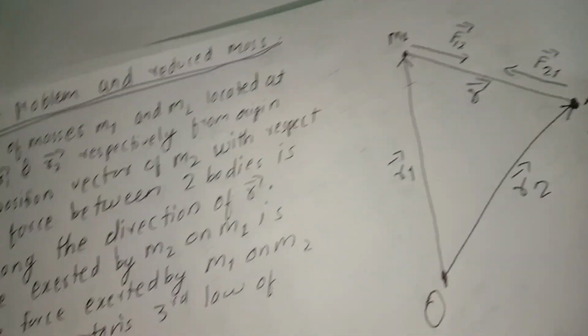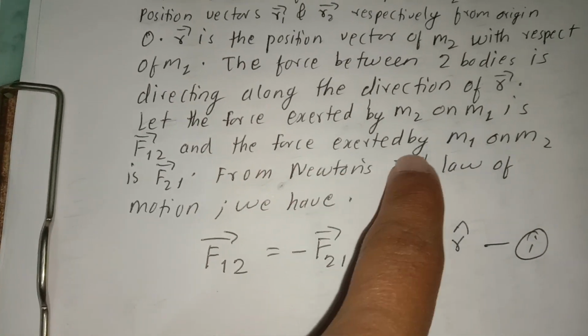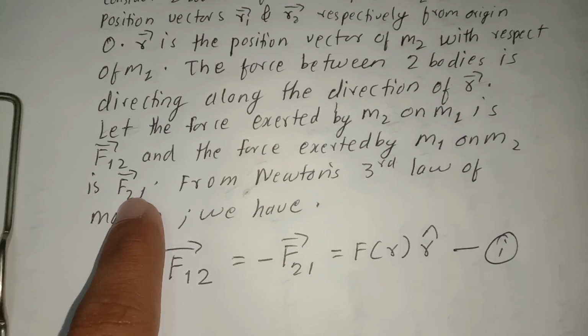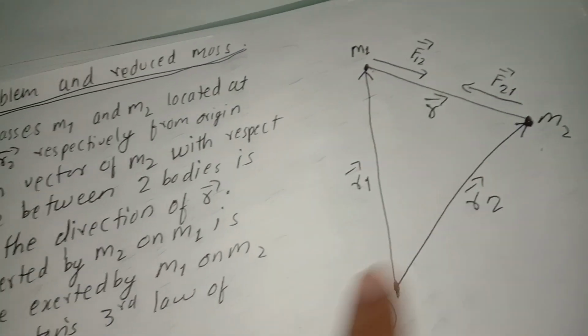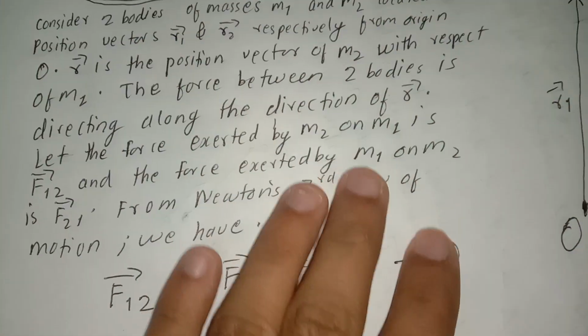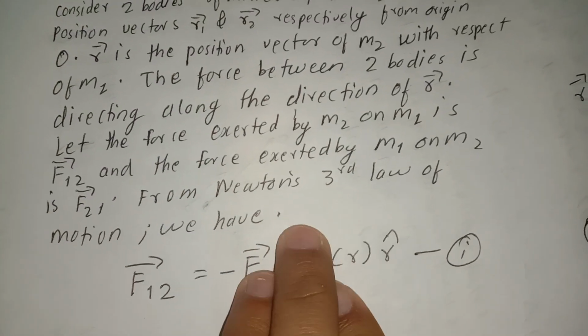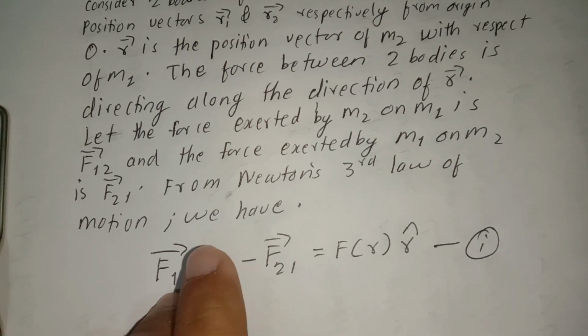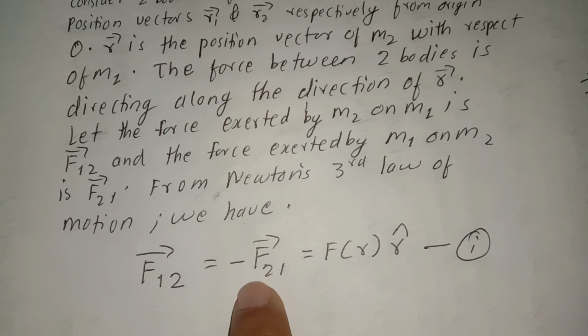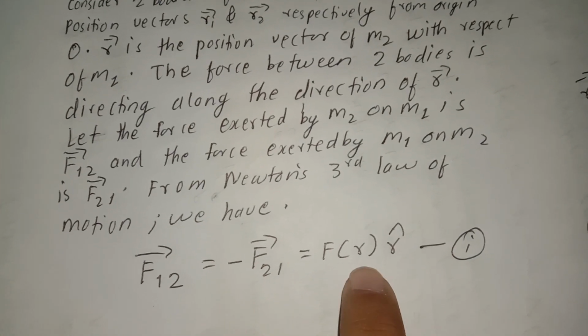Now next, the force exerted by m1 on m2 is F21. From Newton's third law of motion, we know that to every action there is an equal but opposite reaction. So we can write that the force is equal but opposite in direction, and it is the central force.